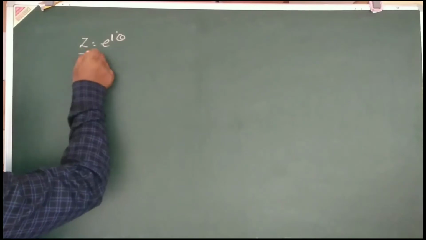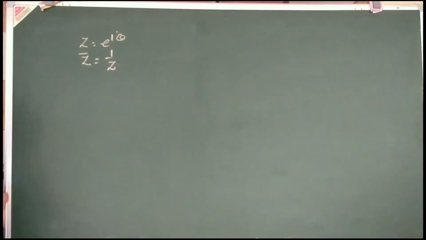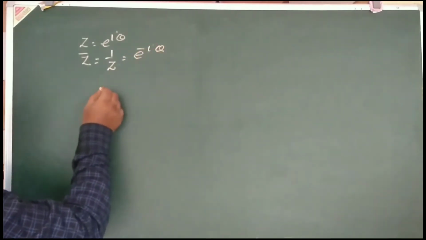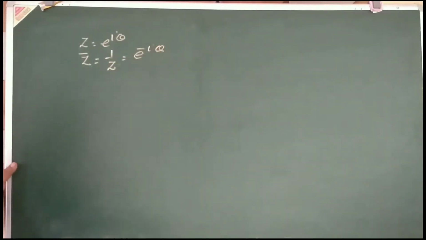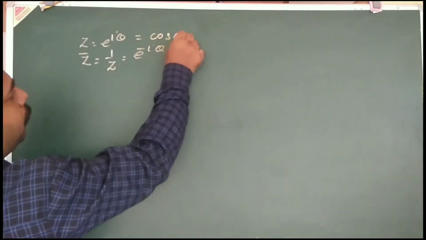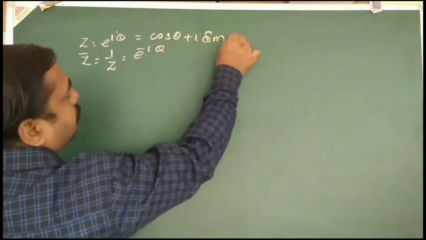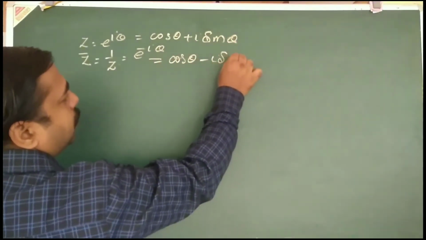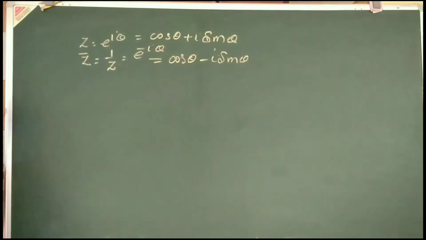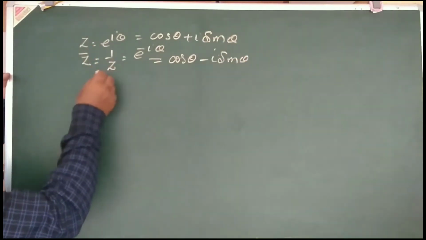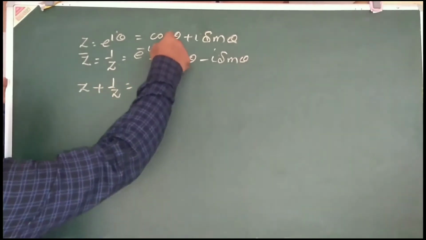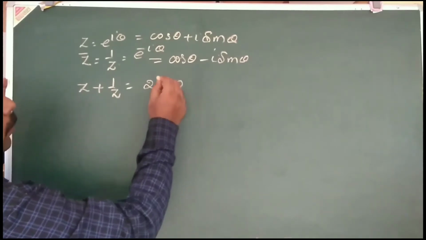So z is equal to e raised to i theta. So z bar is equal to 1 by z, that is equal to e raised to minus i theta. So this is equal to cos theta plus i sin theta. This is equal to cos theta minus i sin theta. So adding these two equations, z plus 1 by z is equal to 2 cos theta.